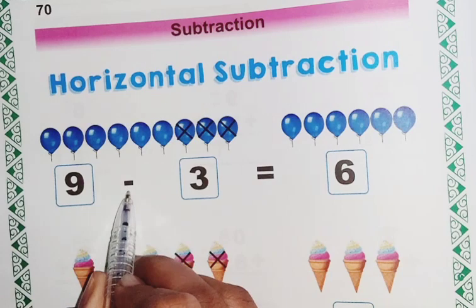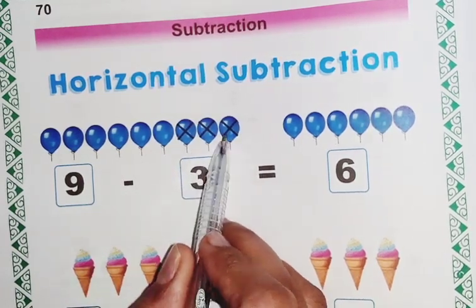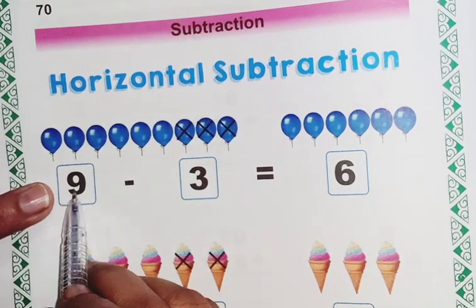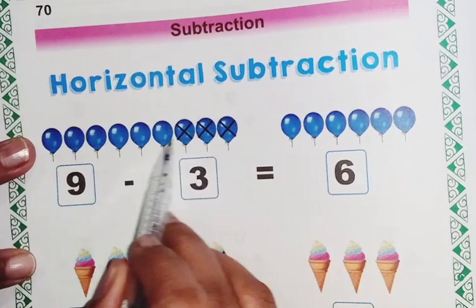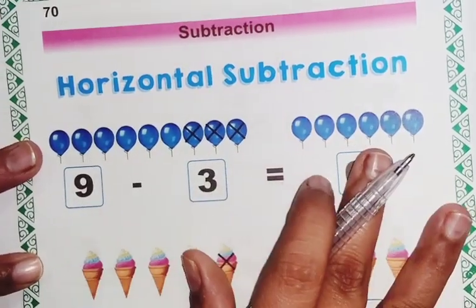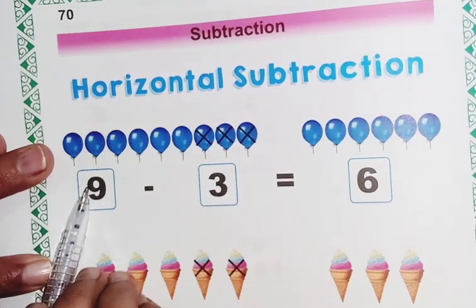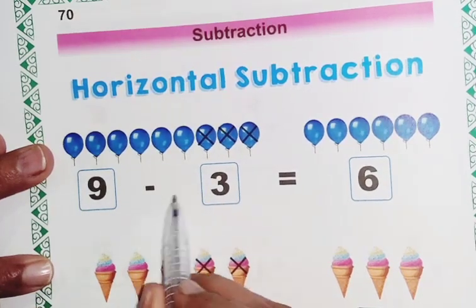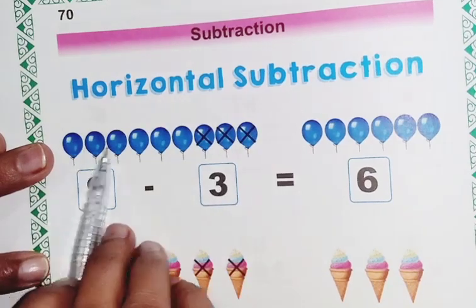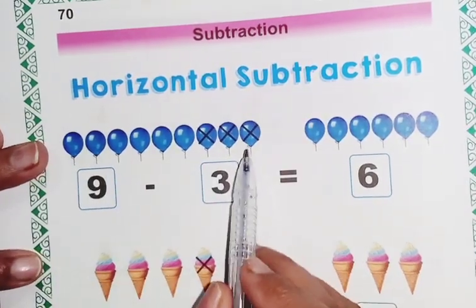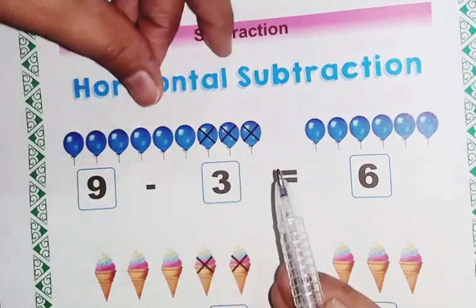This is a sign of subtraction. We have to take away 3 balloons, right? The first digit is 9. It means we have 9 balloons, right? And minus 3 means we have to take away 3 balloons from 9 balloons, right? We will take away 3, and how many are left?